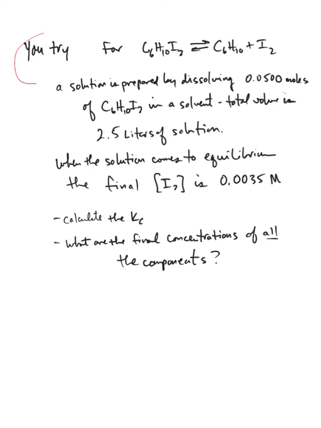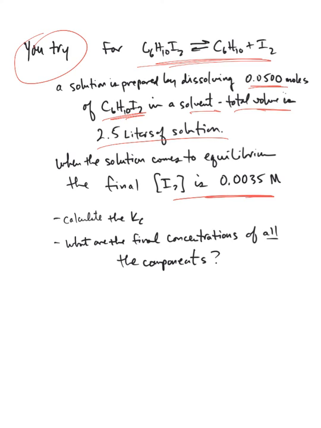So now you try. For this reaction, a solution is prepared by dissolving 0.0500 moles of this chemical in a solvent. The total volume is 2.5 liters of solution. When the solution comes to equilibrium, the final I2 concentration is 0.0035 moles per liter. So I twisted it up for you a little bit because I gave you the initial moles over a different liters. I want you to calculate the Kc and determine the final concentration of all the components.